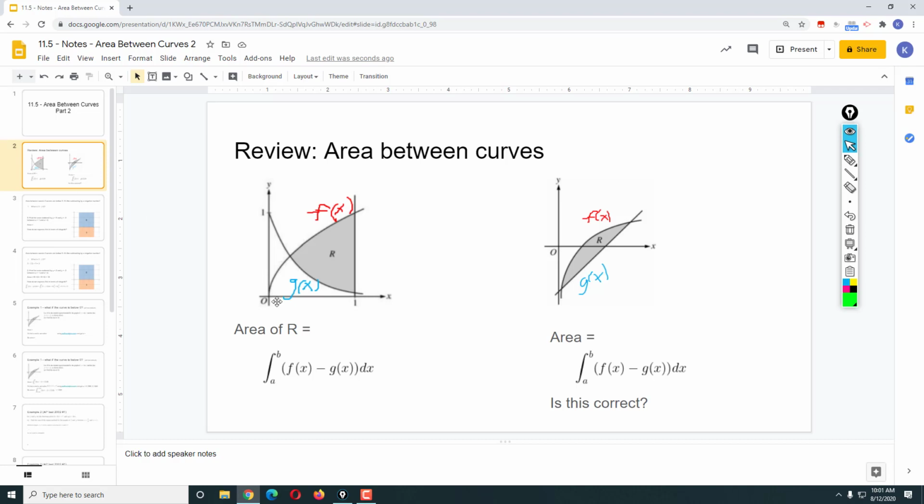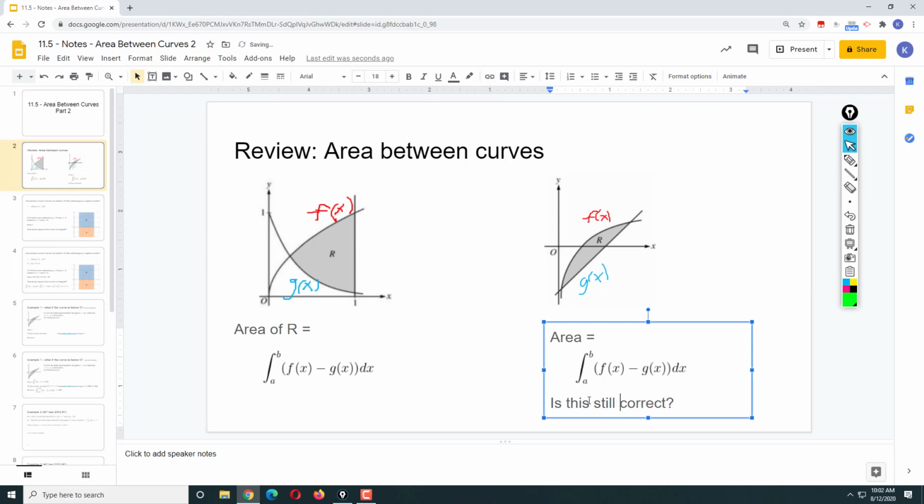From our last lesson, 11.4, we learned that if we have an area enclosed by f of x on top and g of x on the bottom, then the area of the region R is just the integral from a to b of f minus g dx. But what if, here's a second graph, this time f and g are sometimes negative. If the graph is negative, is the area still going to be equal to the integral of f minus g? Is this still correct? The answer is yes.